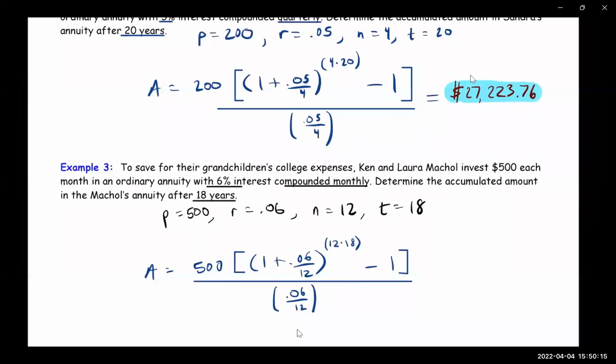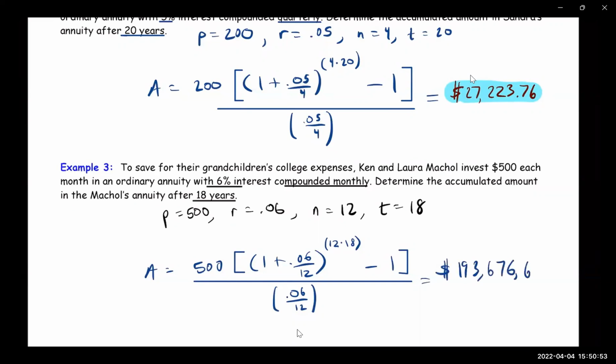And then that answer is going to be divided by 0.06 divided by 12. So I got $193,676.60. Yep, that's what I'm getting. Yay. So that is 193,676 and 60.